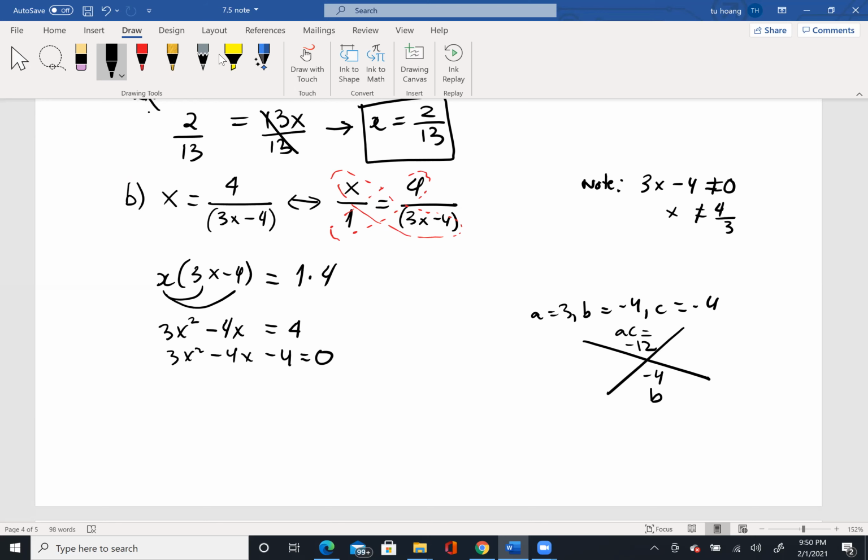What is that? So I would say 2 and 6. Let me see, -2. No, +2 and -6 is better, right? Because that addition is going to be equal to -4. And now I will convert it to become 3x squared plus 2x minus 6x minus 4 equals 0. This plus 2x and minus 6x come from the -4x.